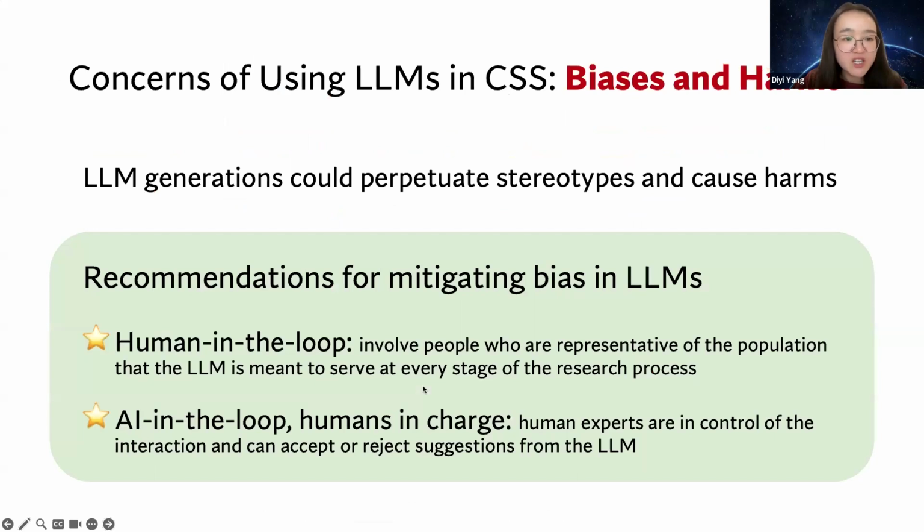The recommendation here is to think about whether there is a human in the loop: people who are representative of the population that the large language model is meant to serve at every stage of the research process. We could also think about AI in the loop and the human in charge perspective, where human experts are in control of the interaction and can accept or reject suggestions from large language models.